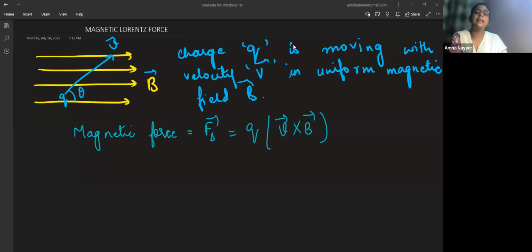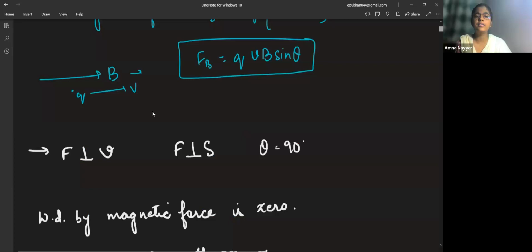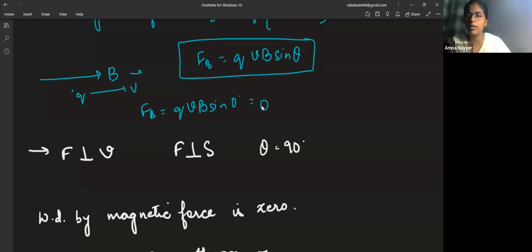Right, Tariq. See, sine theta we use. The formula of magnetic force becomes Q, magnitude of V and B, and sine theta. When you have a dot product, that time you multiply the magnitudes with cos theta. When you have a cross product, then you take sine theta. Fine, so this is it. Now, if they are parallel, suppose this is the magnetic field, and charge Q is moving in the direction of the magnetic field only. So here you will directly apply FB is equal to QVB sine 0 degree. That will become 0.